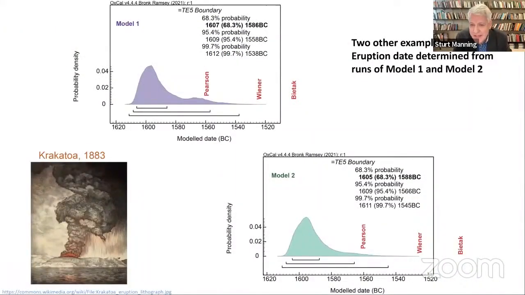Different models provide slightly different results. I show here a couple of different runs to give you the idea that there's small variation, but the variation is small. You're looking at changes in this 68.3% range from 1607 to 1586 to 1605 to 1588 and so on. The biggest change tends to be at the very extreme edge. Sometimes the probability for the 99.7% range, which is not usually used in archaeology, creeps down to 1538. Other times it only reaches 1545. The very end is poorly described, whereas the upper end and the left-hand side are well constrained, but the right-hand side is less well constrained.